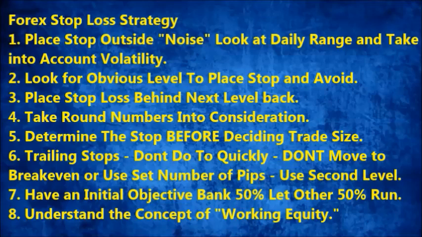Okay, what you should do is determine the stop before deciding the trade size. So, for example, if you've got a pair not too volatile, you need to risk 100 pips to stop, that trade size could be double that of a more volatile pair that you have to risk 200 pips to stop. Okay, so what you're doing effectively is adjusting the trade size to the volatility of the pair and how many pips you need to risk. That will stop you putting your stop too close.